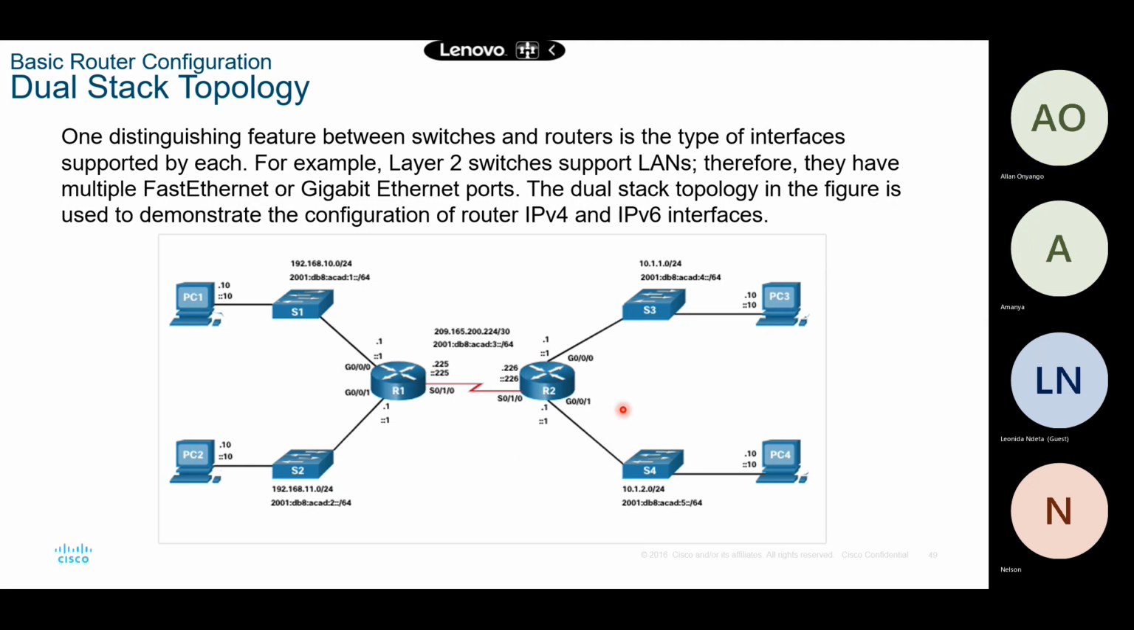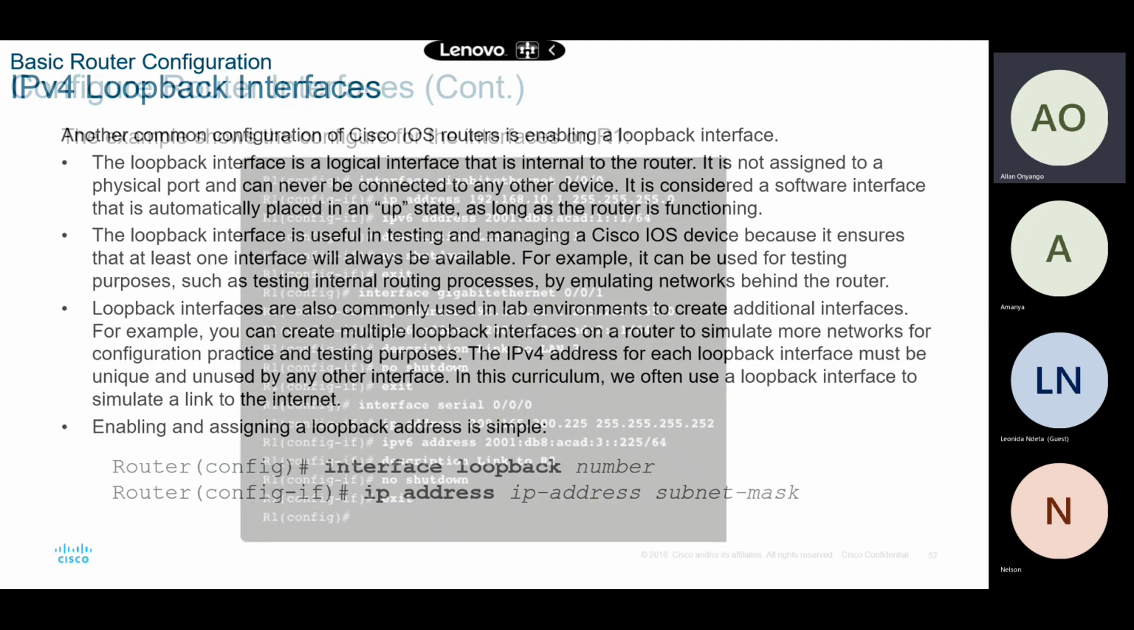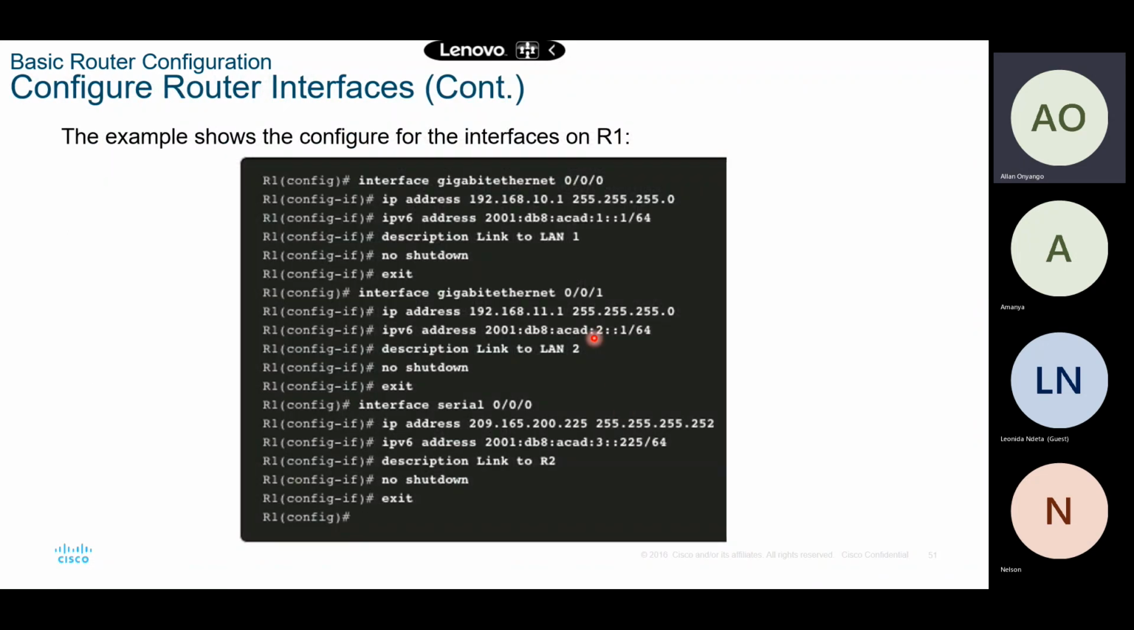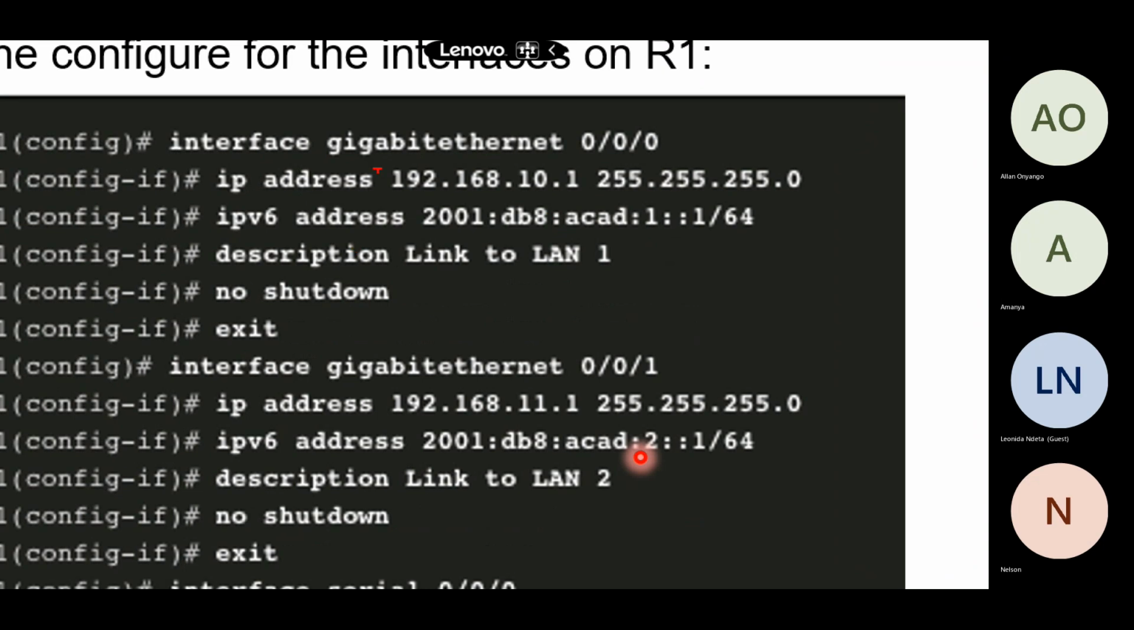Now, the reason why I call it a dual stack topology is because you can see it has both IP version 4 and IP version 6 addresses. And we want to configure them right here. You need to see a few things here. An interface of a router can carry both version 4 of IP and version 6. So you need to get into that interface, gigabit Ethernet 0/0/0.